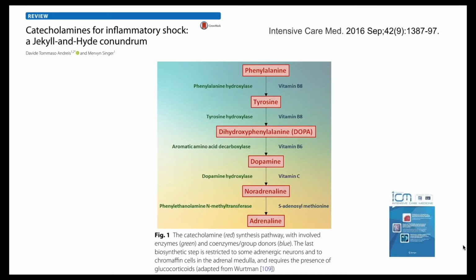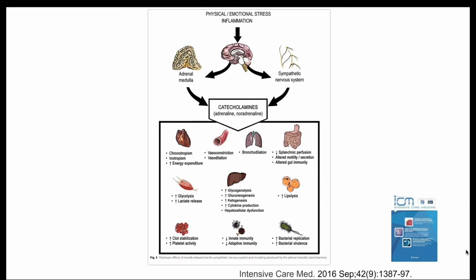Now, this shows the metabolism of the catecholamines that naturally happens inside our body. As you can see, its effect is profound and affects the whole body. Once the catecholamines are released, that is from the adrenal medulla or the sympathetic nervous system, they can affect the heart, and they can affect the blood vessels, causing both vasoconstriction and dilatation. In the heart, they can cause tachycardia and increased energy expenditure.